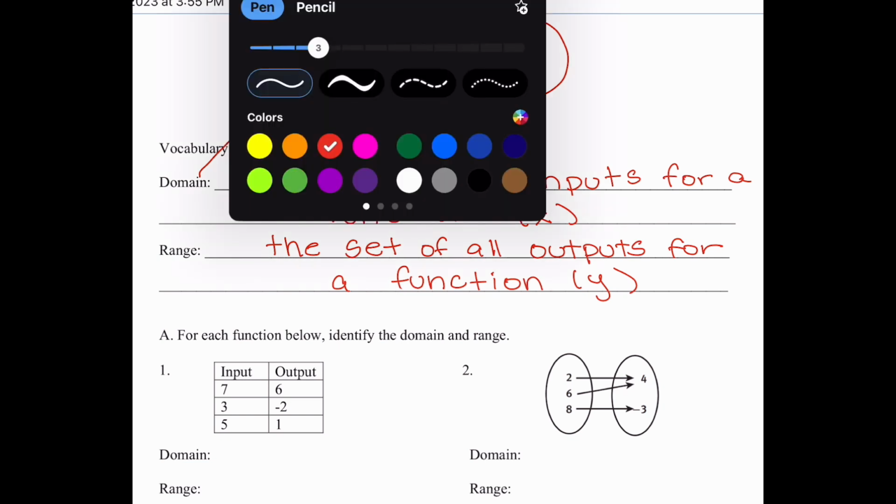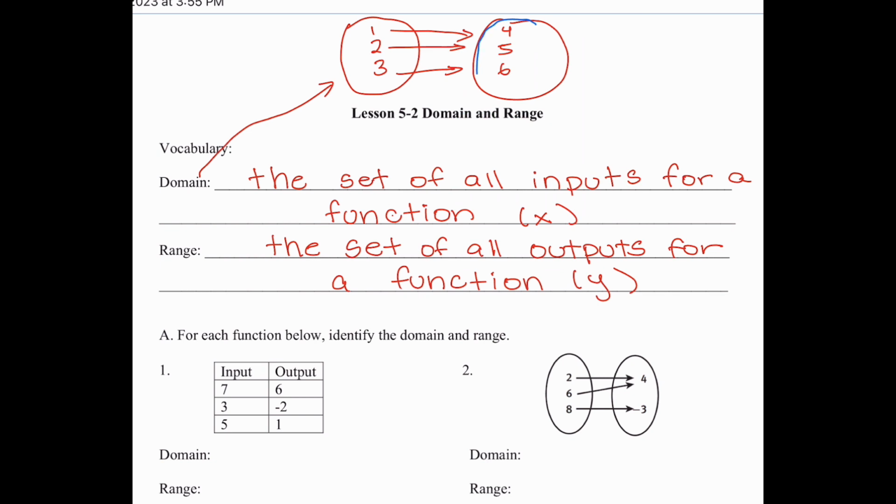Now range is the set of all my outputs. So my range would be the second circle, all of the y values, all of the outputs. So for my range for this function, it would be the numbers 4, 5, and 6. So let's practice identifying domain and range.